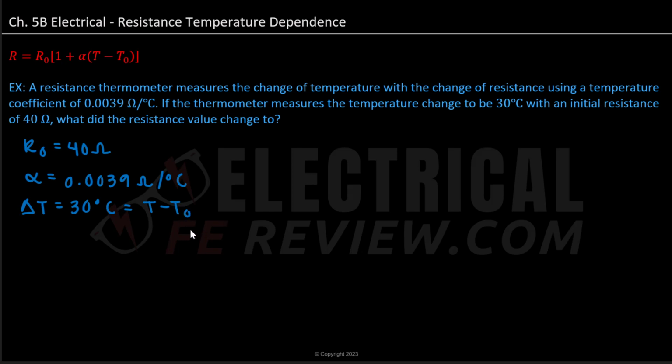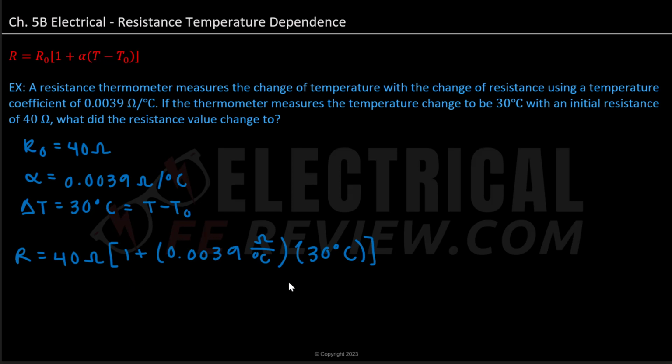So now that we have our given values, we can go ahead and input them to solve. So we can solve for R by equaling 40 ohms times 1 plus our coefficient, so 0.0039 ohms divided by Celsius, and we can multiply this by our change in temperature, which is given as 30 degrees Celsius.